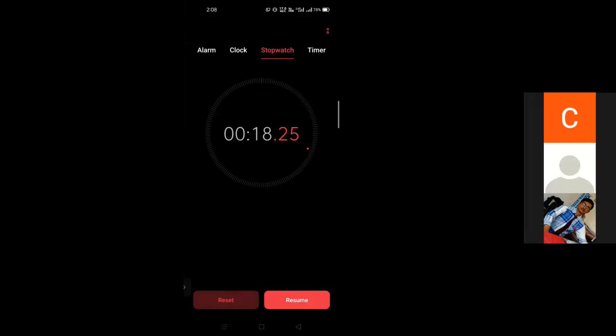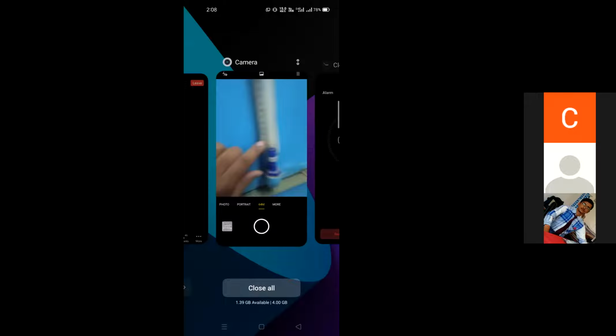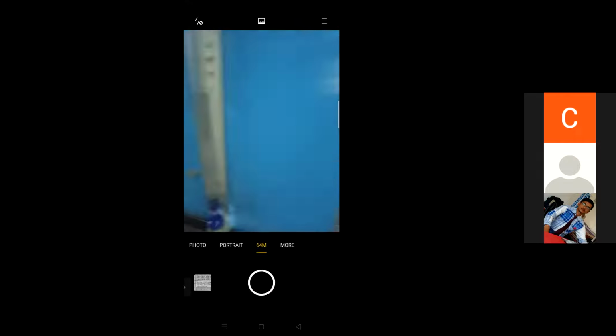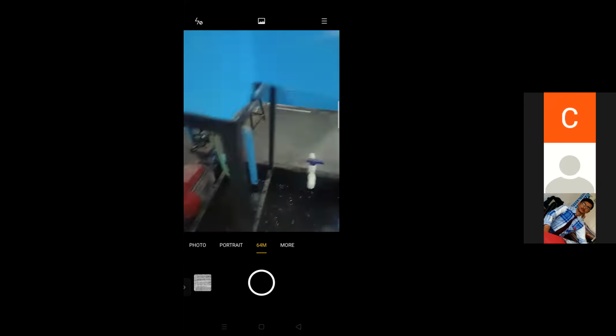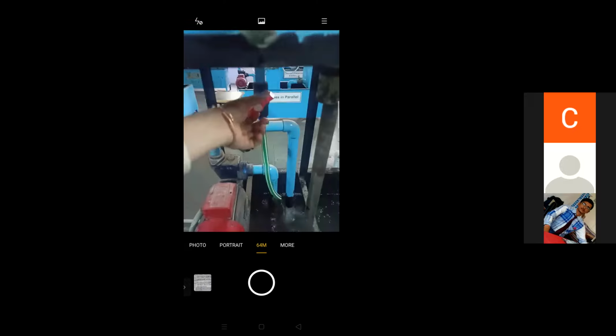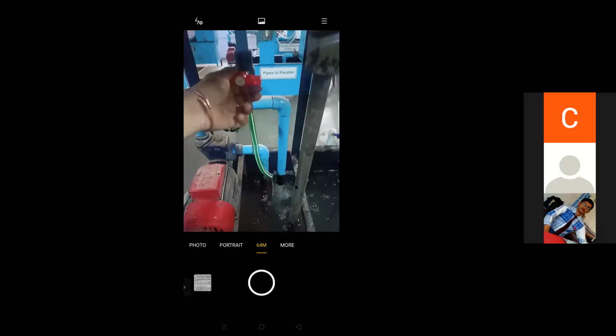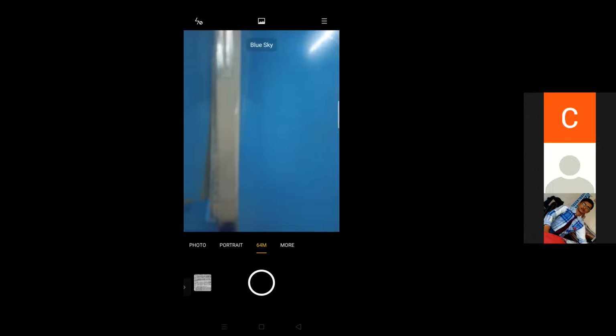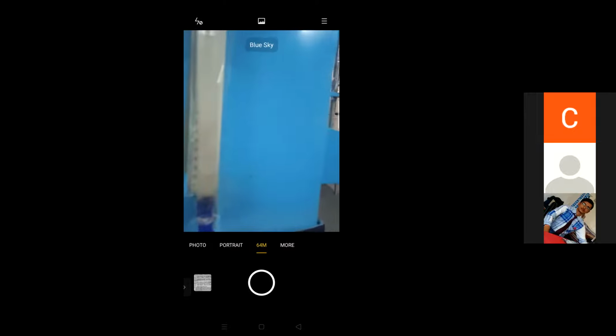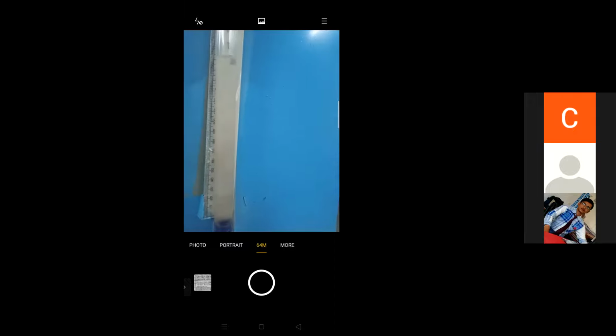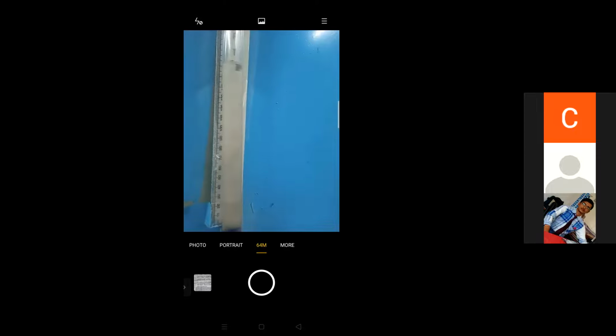Why has the time reduced? Because the discharge has increased here. Why did the discharge increase? Because there is a rise in the head. We increased the head, so the discharge also increased. So again let us further increase the discharge, the head, by closing this. The water level had come down a bit from 160. Let us take 180.